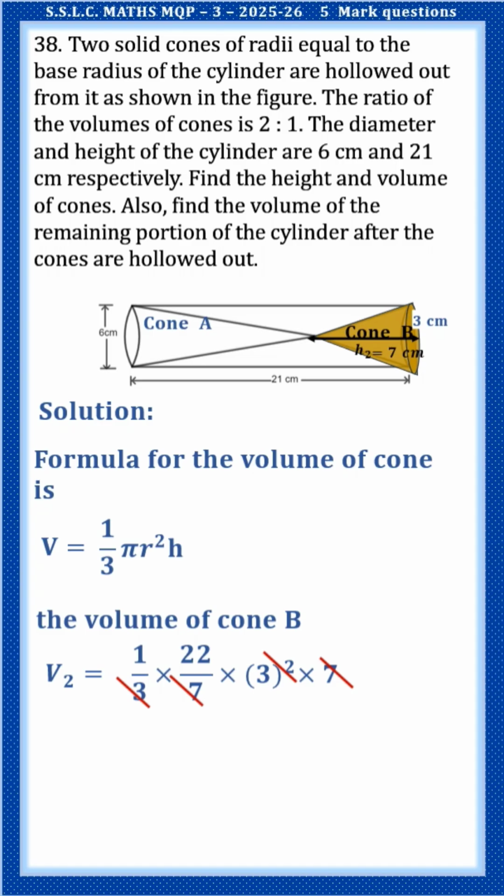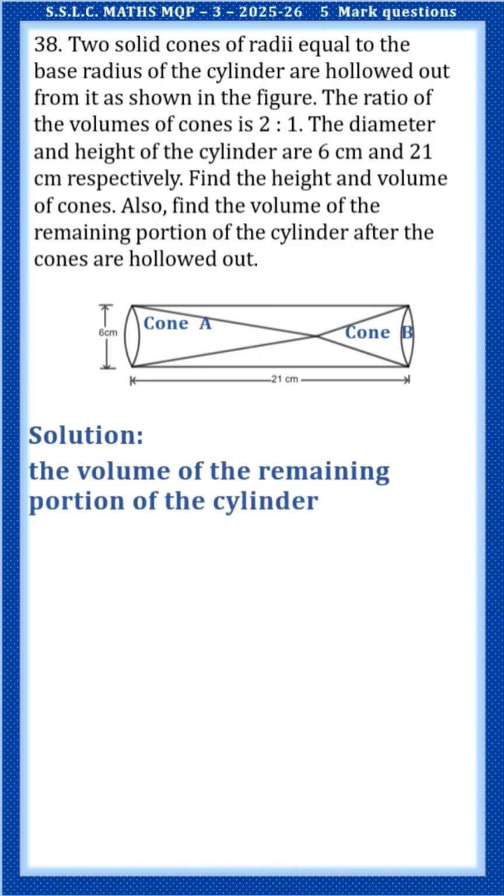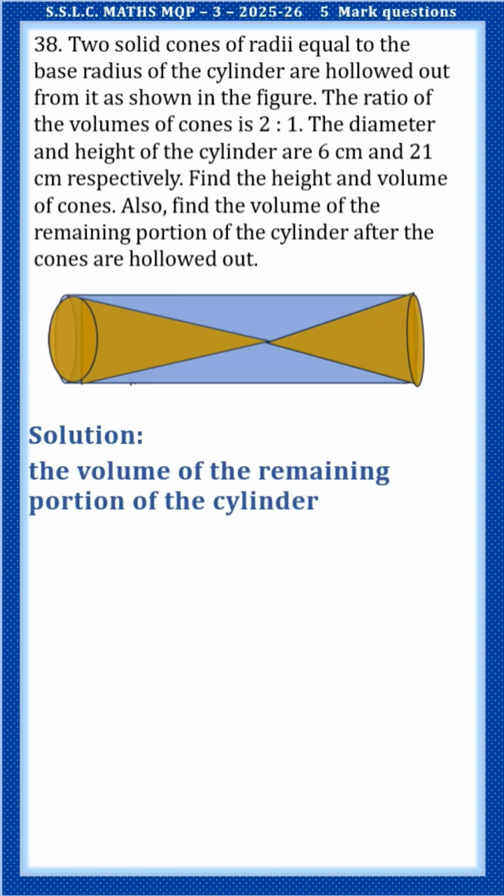So V2 is equal to 22 into 3. So V2 is equal to 66 centimeter cube, which we have already told. The volume of cone B is 66 centimeter cube. Now let us find the volume of the remaining portion of the cylinder. The blue area we have to find.